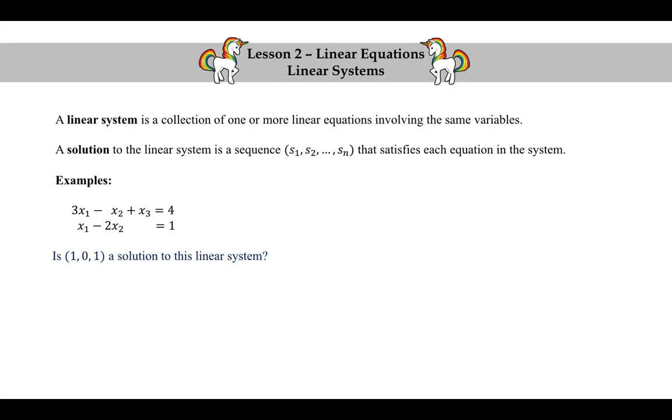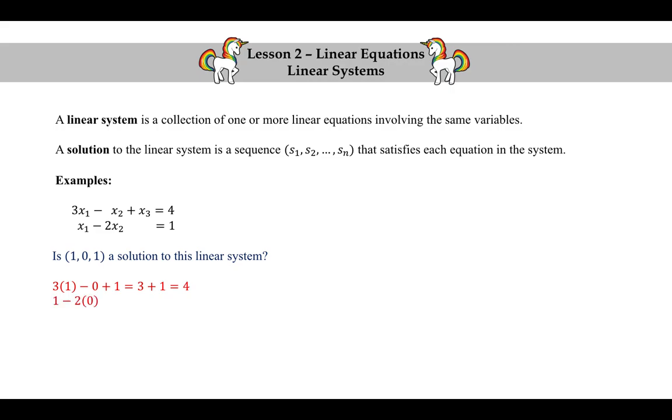Is 1, 0, 1 a solution to this linear system? To see if this is a solution to the system, we have to check if it's a solution to each of the two equations in the system. Let's check the first equation first. 3 times 1 minus 0 plus 1 is 3 plus 1, which is 4. Since the left and right hand sides of the first equation do match up when we replace x1 by 1, x2 by 0, and x3 by 1, we see that 1, 0, 1 is a solution to the first equation in the system. Let's check the second equation.